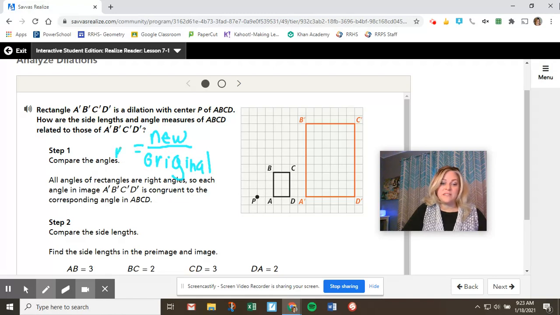And oftentimes the scale factor is referred to as R. Sometimes it's N, like it was on the last screen, but sometimes it's R. So just be aware, look for that scale factor, and that scale factor is the new over the original or the old, whatever you decide. So let's look at this.